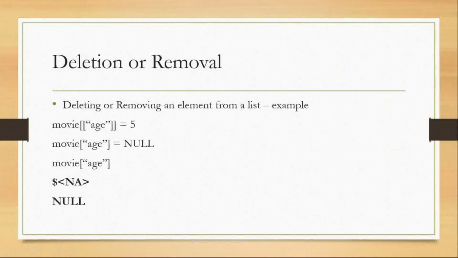So now we will see the next operation, which is deletion or removal. Here in the example shown on the PPT, I have tried to delete or remove the variable age with value 5. So RStudio will remove the value if null is given as input to that variable. You can see the output as null. We can try it in RStudio.